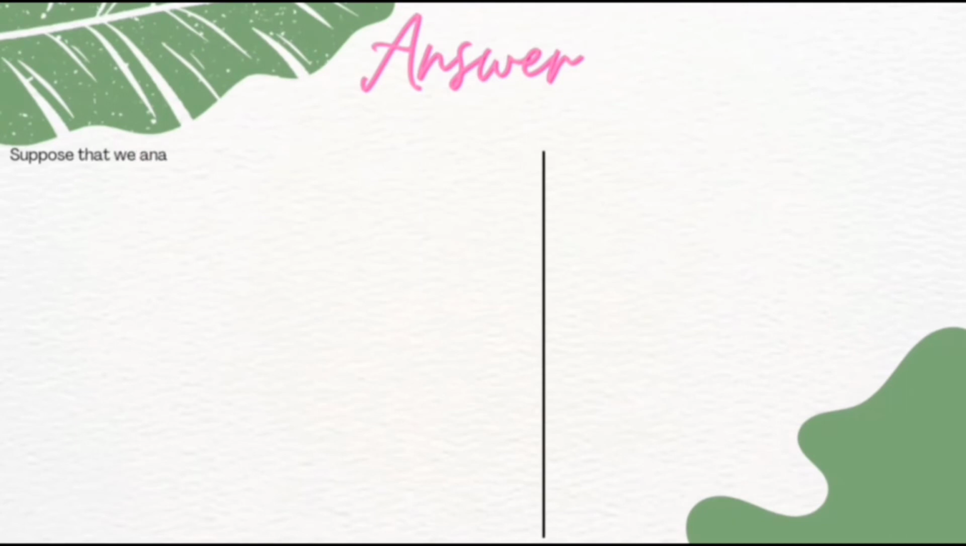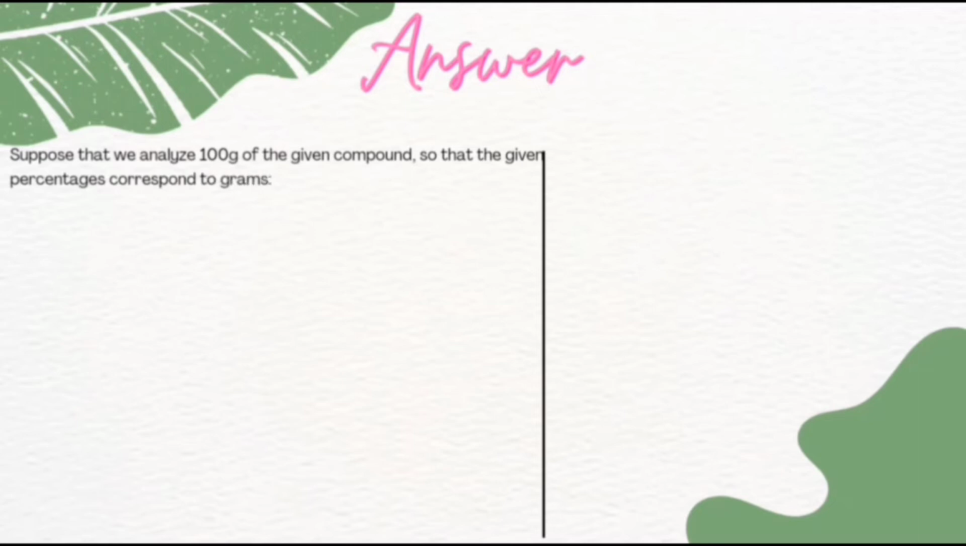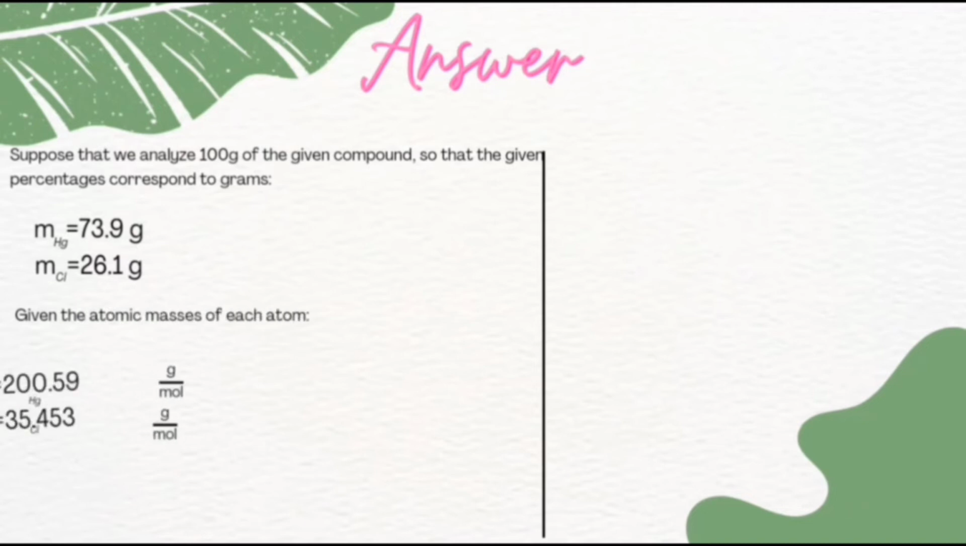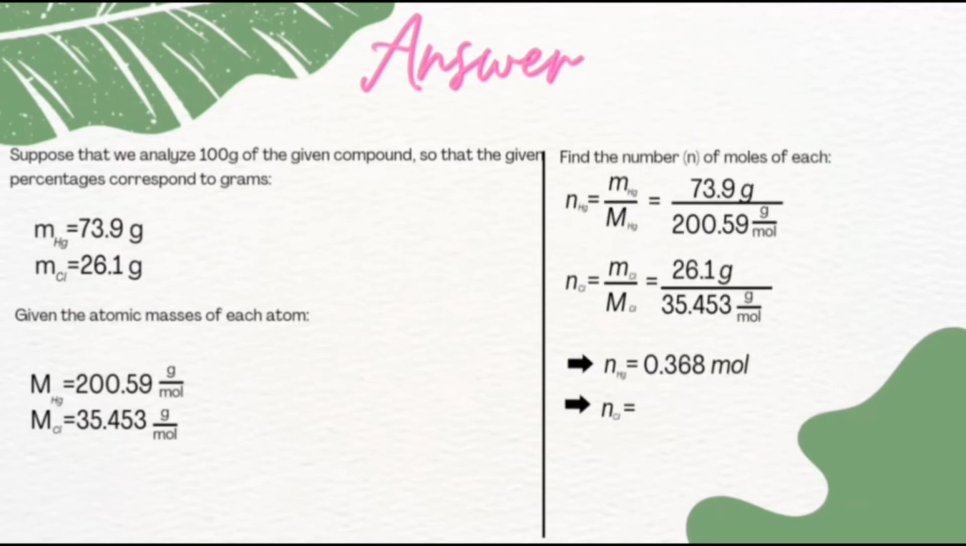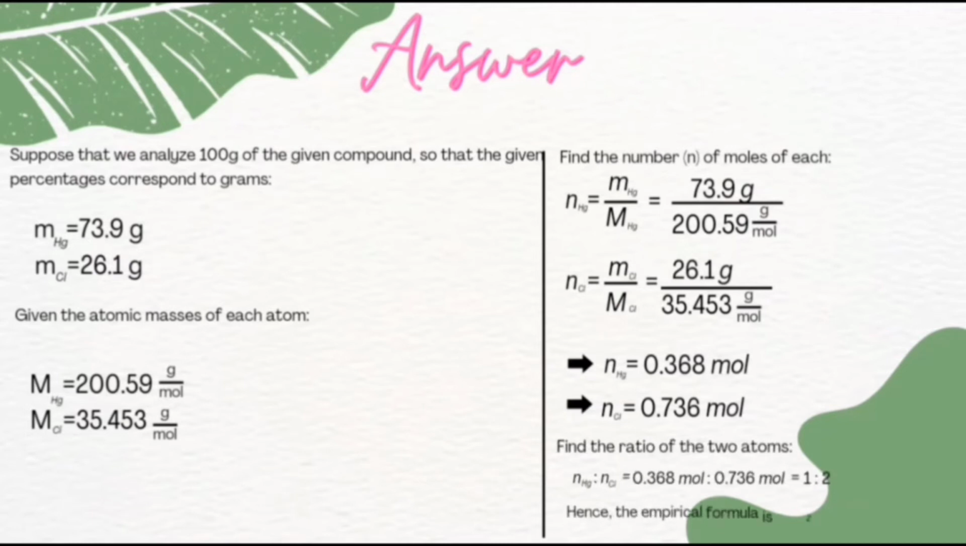Suppose that we analyze 100 grams of the given compound so that the given percentages correspond to grams. Given the atomic masses of each atom. Next, find the number of moles of each. Then, find the ratio of the two atoms. Hence, the empirical formula is HgCl2.